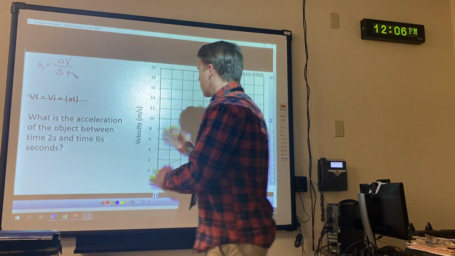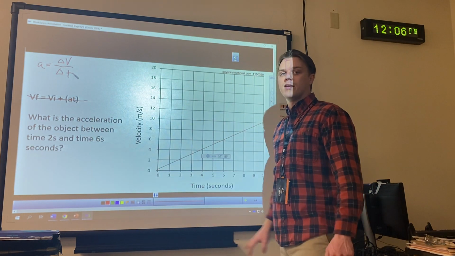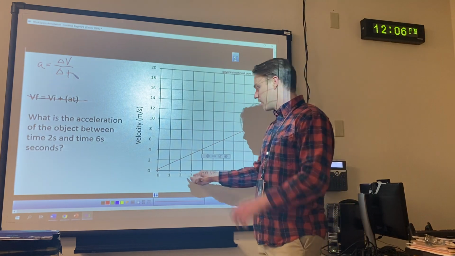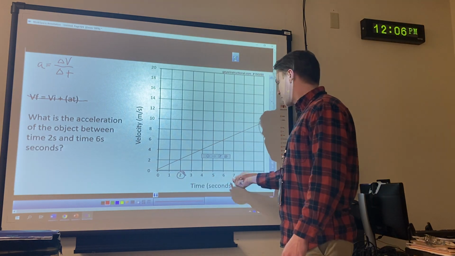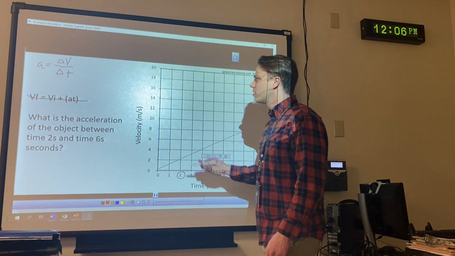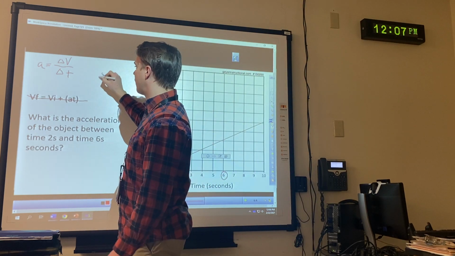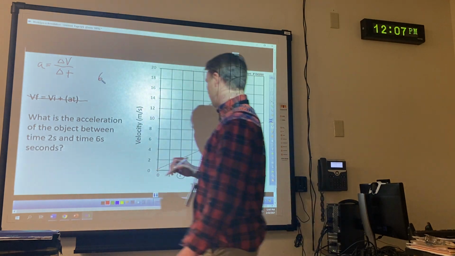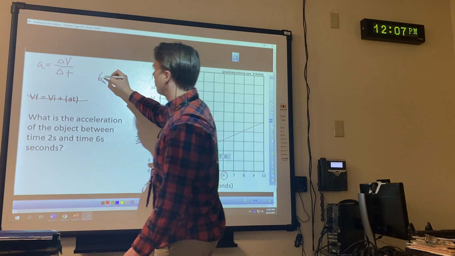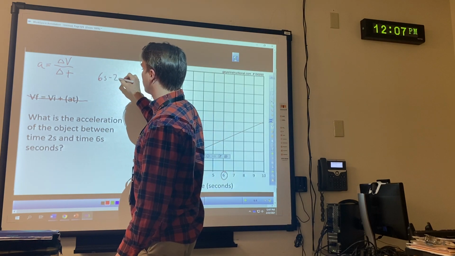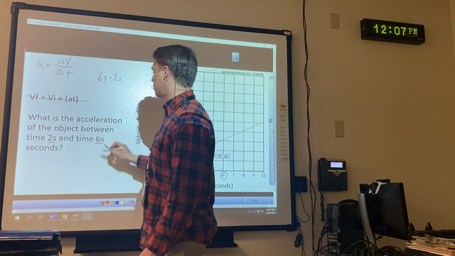All right? A nice thing about a graph is that it gives you this stuff. You just have to find it. So at time 2 and time 6, we can set this up. We know our change in time. I always like the big number first. So this is in seconds: 6 seconds minus 2 seconds, because that's what they give us.